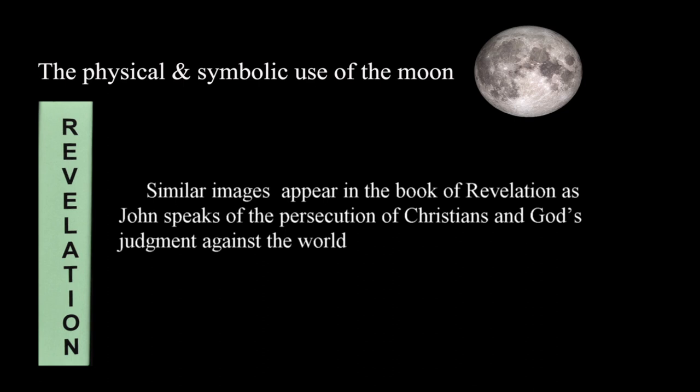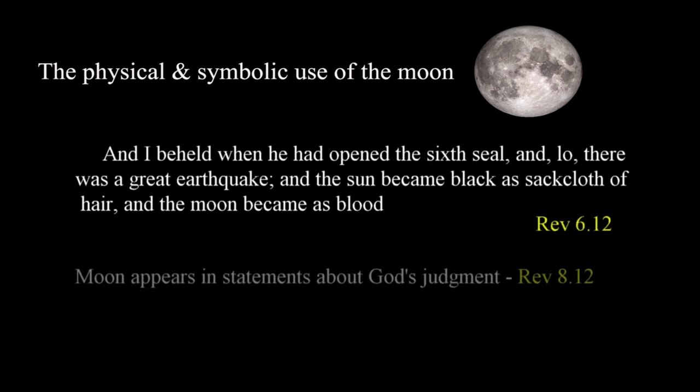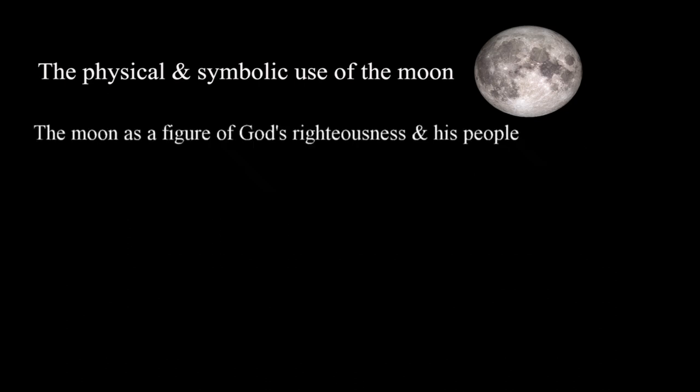Similar images appear in the book of Revelation as John speaks of the persecution of Christians and God's judgment against the world. John writes, "And I beheld, when he had opened the sixth seal, and lo, there was a great earthquake, and the sun became black as sackcloth of hair, and the moon became as blood," in Revelation 6:12. The moon appears again in statements concerning God's judgment, in Revelation 8:12. And the woman who gives birth to a child representing the church, which is then persecuted by Satan, in Revelation 12:1. In the scriptures, there are also statements including the moon referring to righteousness and the blessings of God's people.